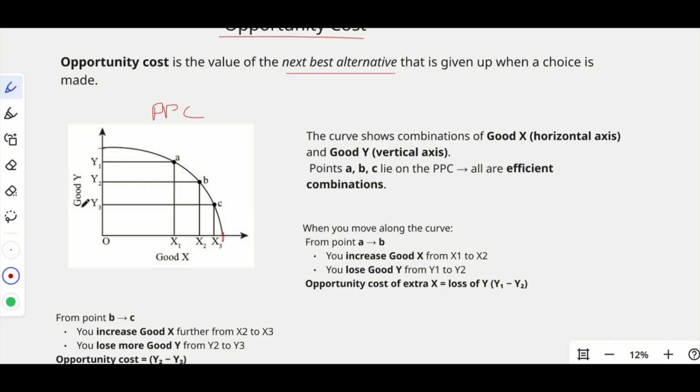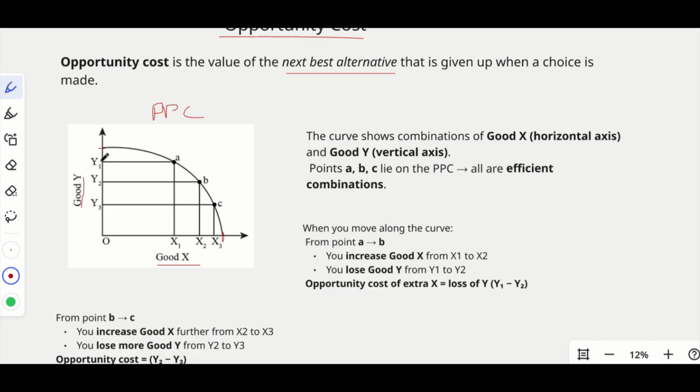Just imagine that you decided to produce more of good Y. What will happen to good X? You can only produce a lesser amount of good X. That is what these lines show. All the points on this curve are efficient points, points inside are inefficient, and points outside are unattainable. So the points A, B, and C are all attainable levels.